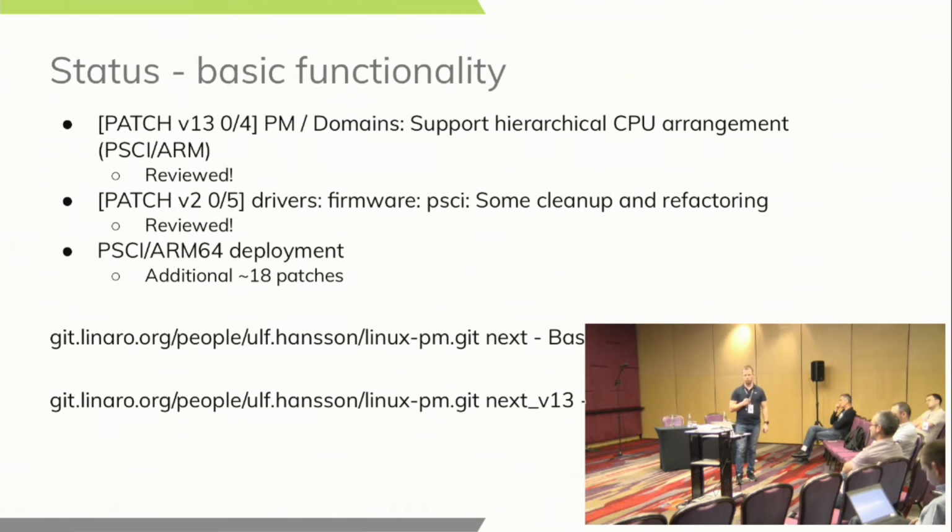And if you want to look at the edge of the changes, the absolutely latest changes, you should look at the next and the version branch. In this case, there is a v13 branch, and that's based on Rafael's linux-pm tree. So it's absolutely on the edge, so to say. Right? Any questions on that?